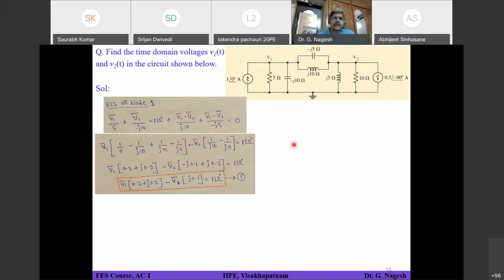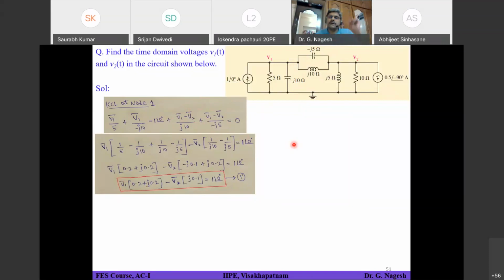You are understanding. I have got 5 terms in my expression since I have not calculated the net impedance of the parallel combinations. That's why I am having 5 terms. If you find the parallel combination, then you will not have 5 terms in your first equation. You will have only 4 terms: V1 minus V2 divided by the net impedance, whatever you are getting.